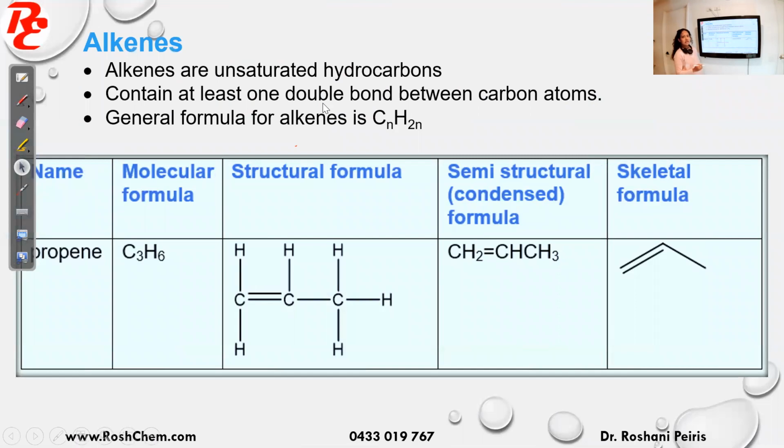Okay, we will now look at alkenes. So alkenes are unsaturated hydrocarbons. So why do we say unsaturated? Because they have a double bond. So they must have at least one double bond. And their general formula is CnH2n. So we can see the hydrogens are twice the carbon.